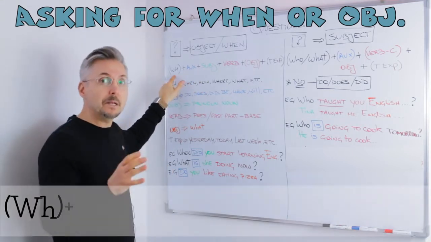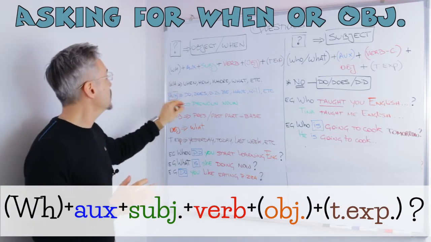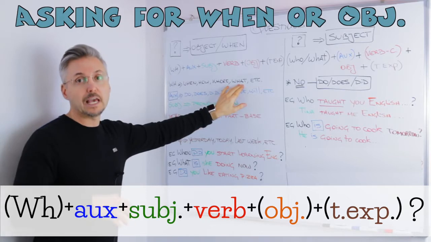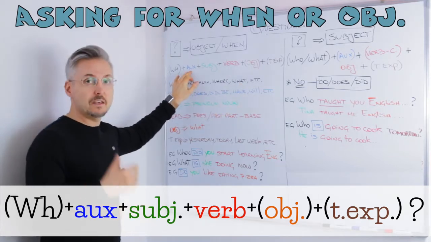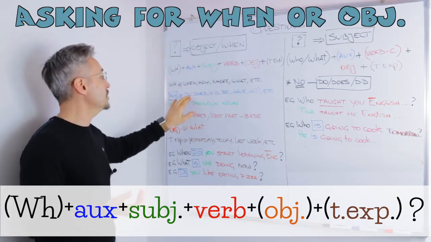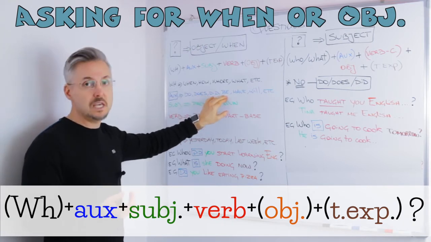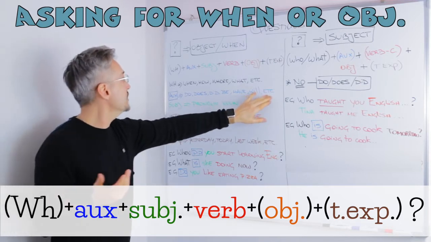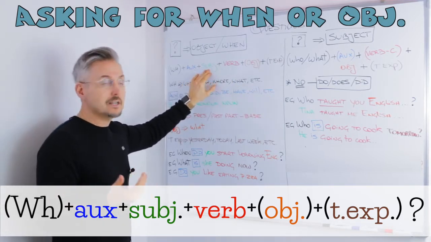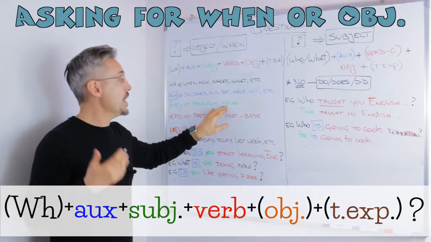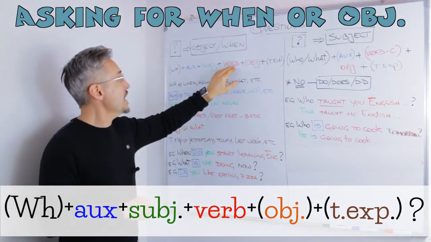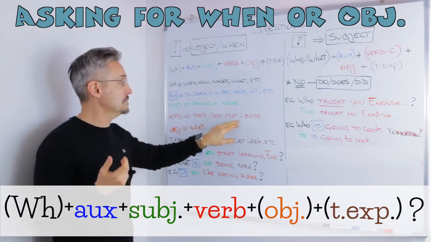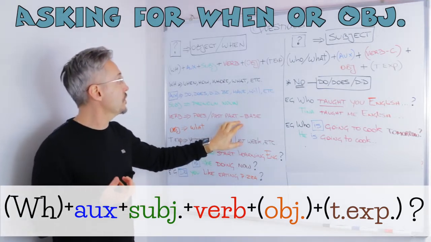So, we have the WH question word, which is when, how, where, what, etc. Then we need the auxiliary. An auxiliary could be do, does, did, be, have, will, can, could, etc. Then the subject, that could be a pronoun or a noun. Then we have the verb. It could be a present participle or a past participle or the base of the verb.